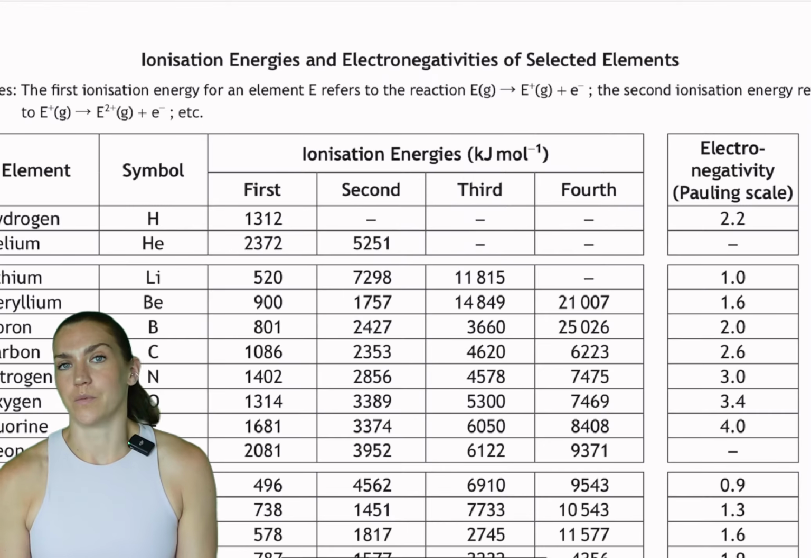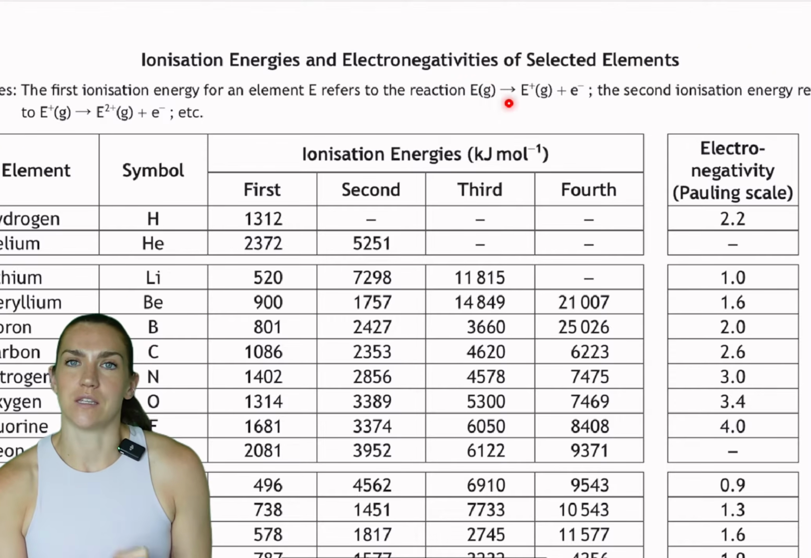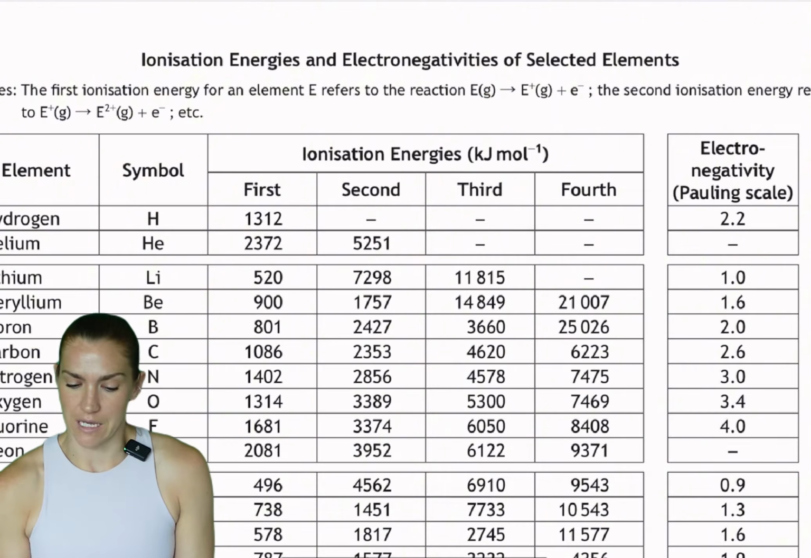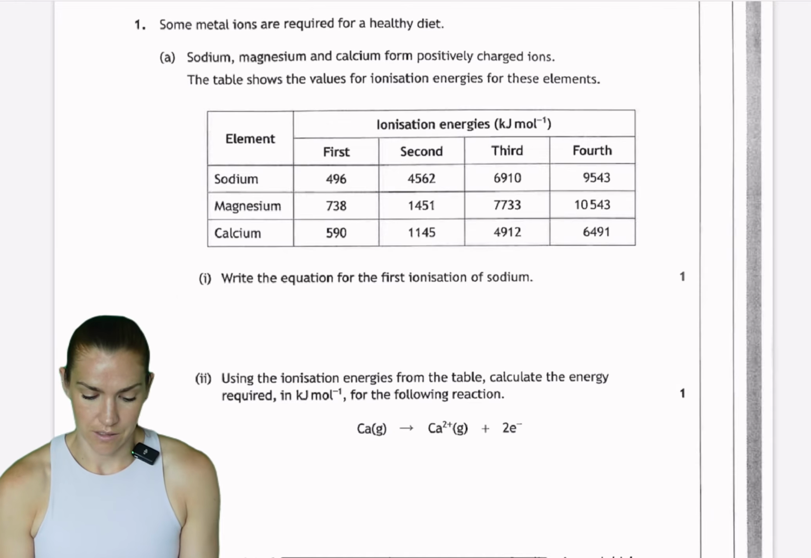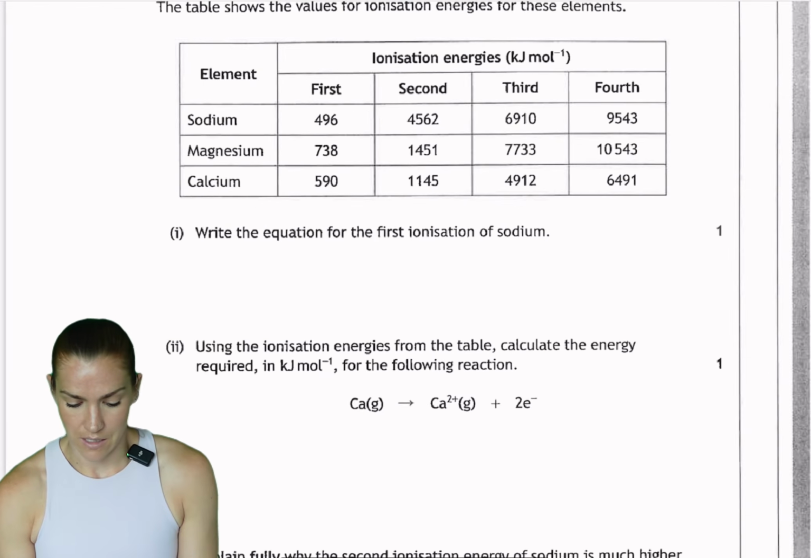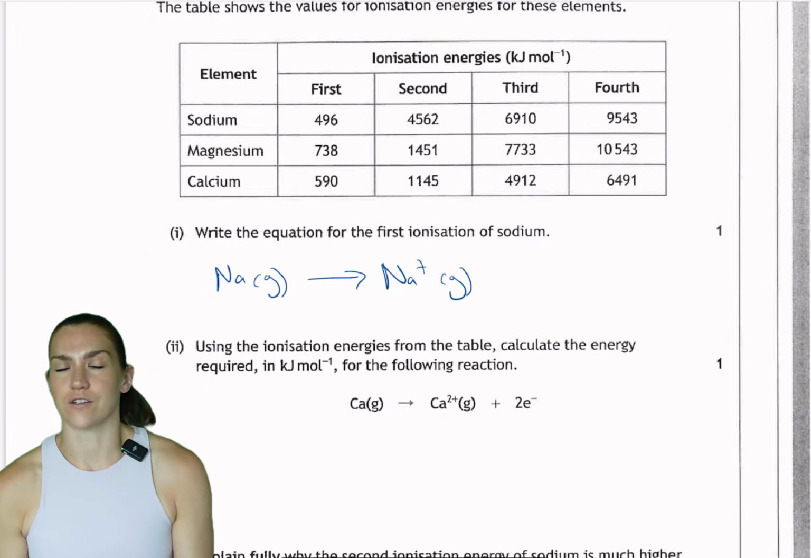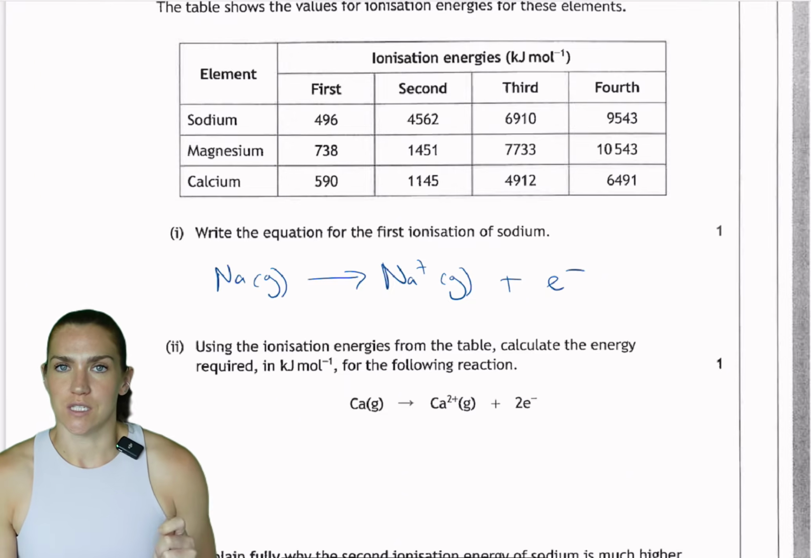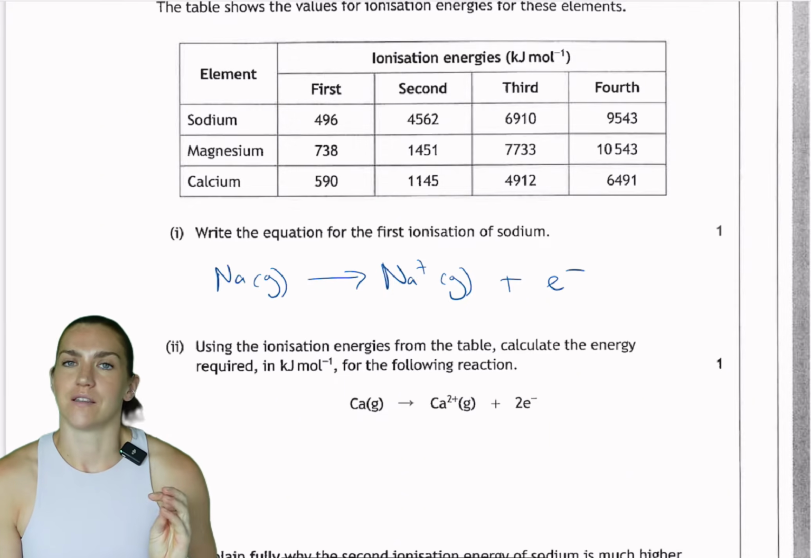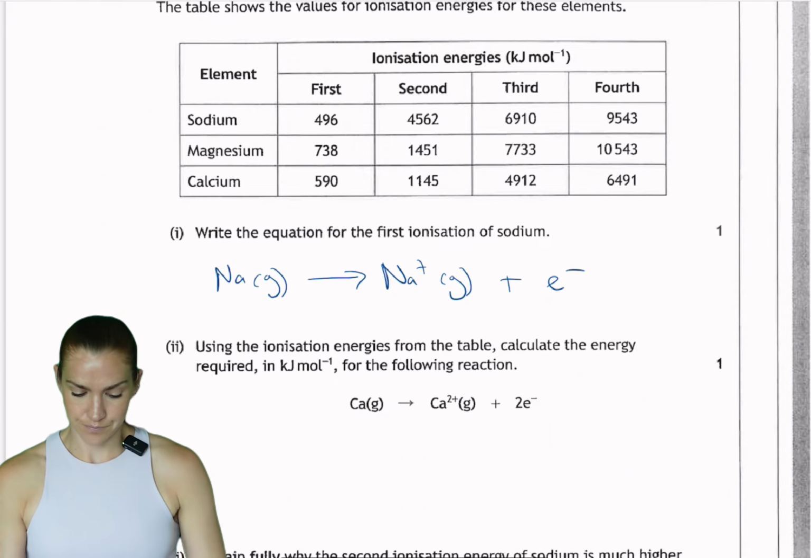So we would use the one that starts with the neutral E atom, and all you have to do here is copy the equation exactly as you see it, replacing the E with the symbol of the element you've been asked to give the equation for. Because that is sodium, the symbol will be Na. So we have Na as a gas going to Na+ as a gas plus 1 mole of electrons. Make sure you remember the G state symbol. If you don't have that, then you will not get the mark.